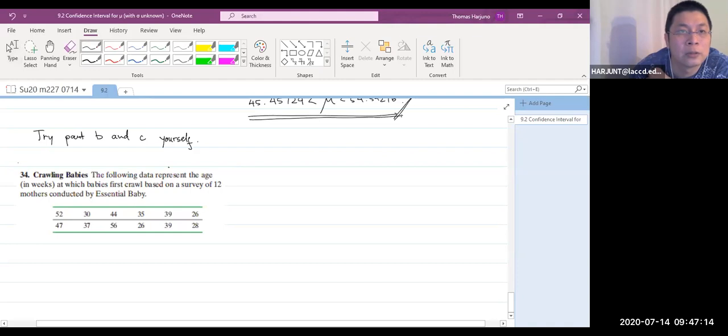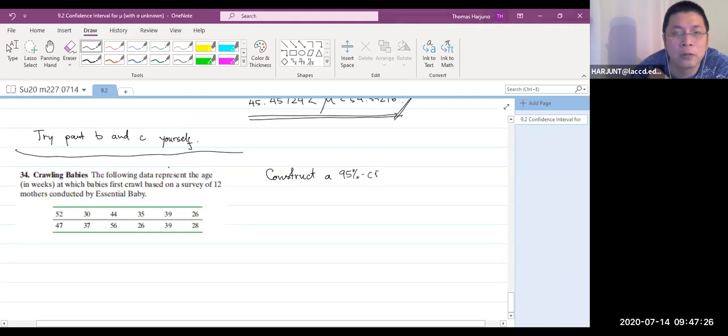Construct a 95% confidence interval for the average age at which babies first crawl.